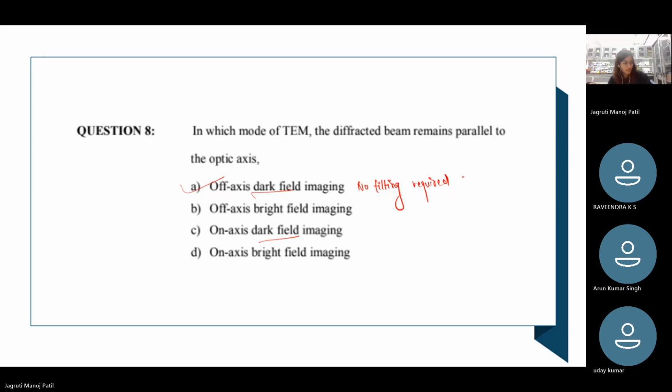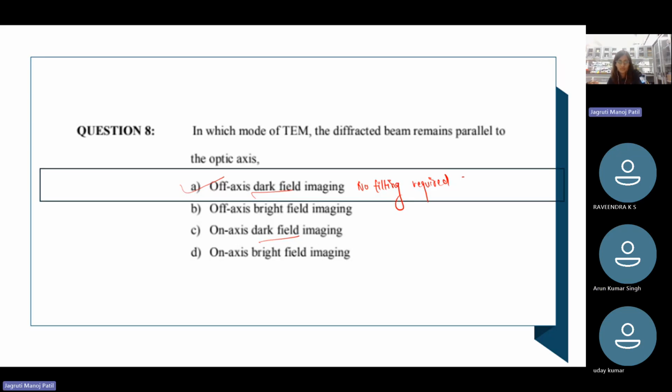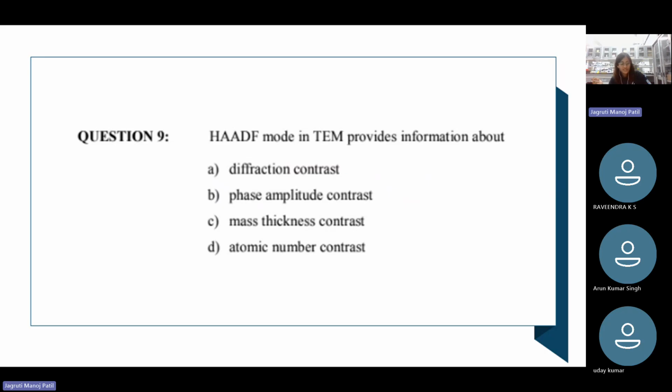Okay. So next question. You have this mode. We really didn't discuss it, but it's something related to Rutherford scattering that we saw, about the scattering constant and the effective scattering cross section. In this case, it will provide you information about the atomic number contrast. We'll discuss it more in the next session.